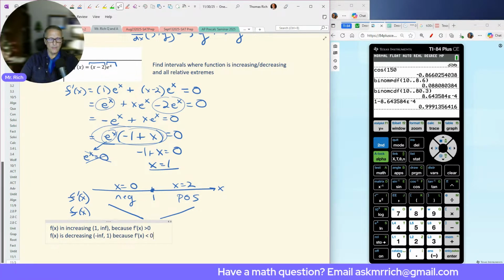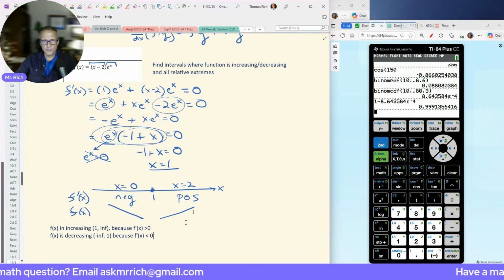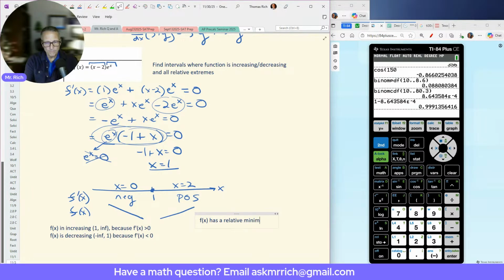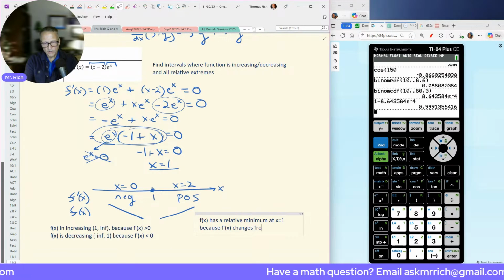And there we go. That also means that I do have a relative minimum at x equals 1. And that was the other question, right? Find all relative extremes. And so I can say that f of x has a relative minimum at x equals 1. And that is because f prime of x changes from negative to positive, like that.